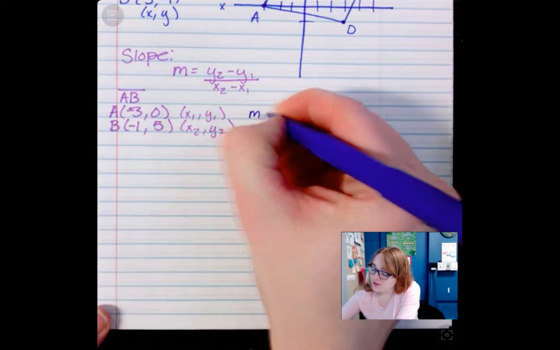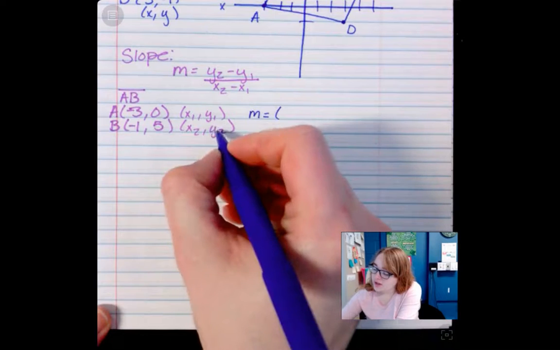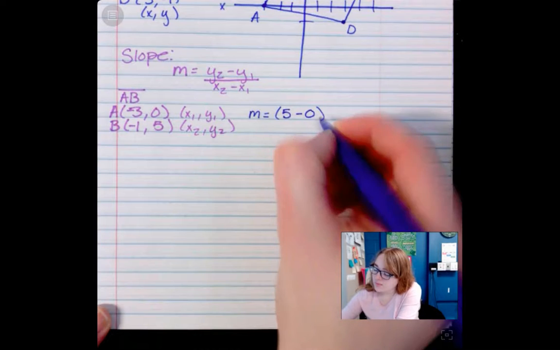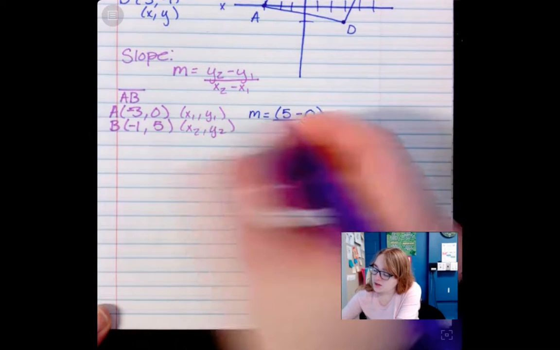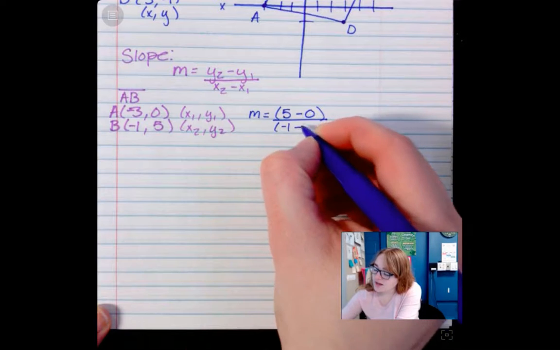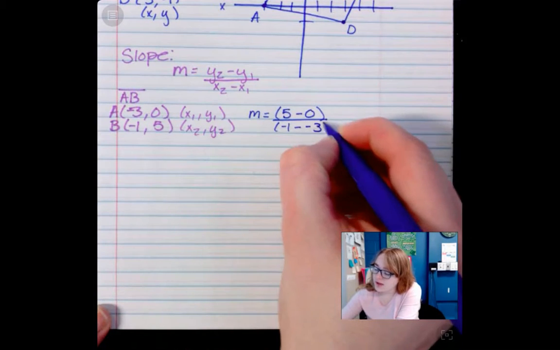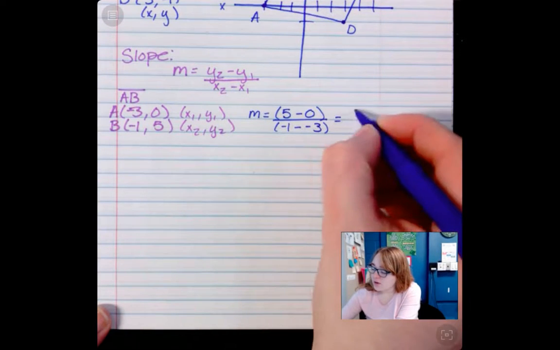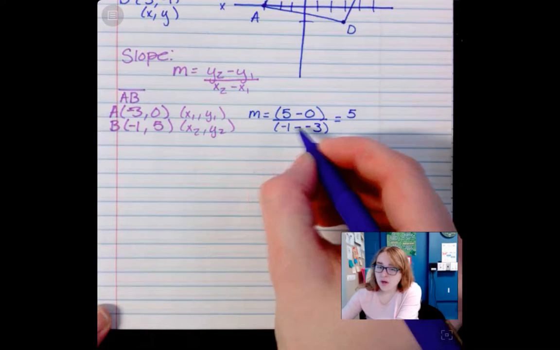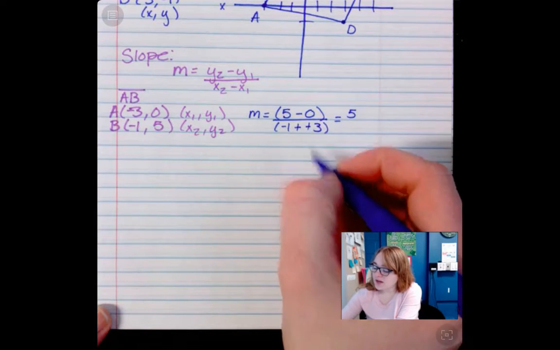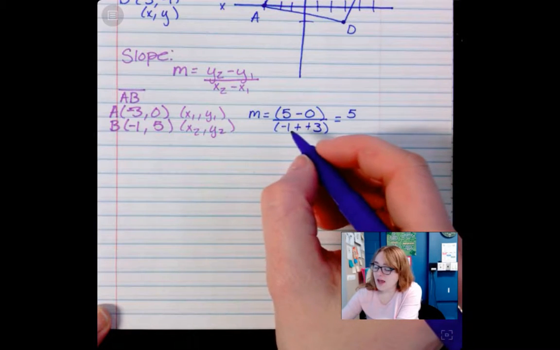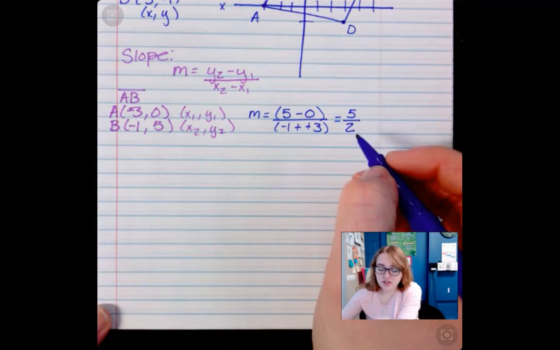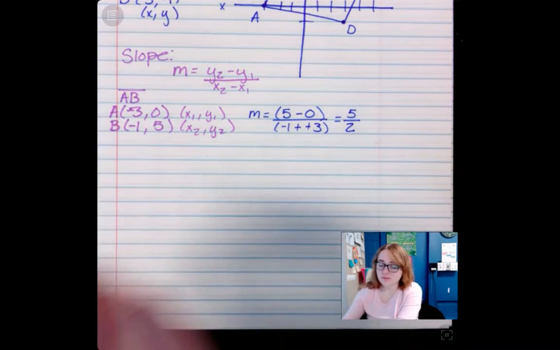So we have m for slope is equal to our y2, which is 5, minus our y1, which is 0, divided by our x2, which is -1, minus our x1, which is -3. Starting with our numerator, or our top part here, 5 minus 0 gives us 5. -1 minus a -3, remember minus a negative is really adding a positive. So -1 plus 3 will give us +2. We cannot reduce this fraction of 5/2, so we're just going to leave it the way it is.